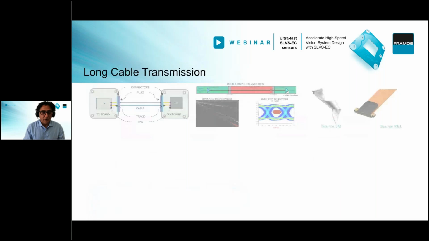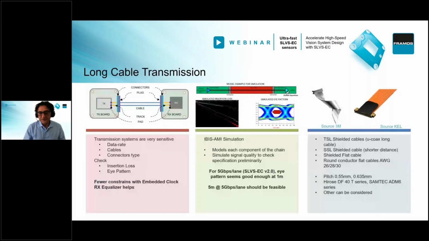And indeed, we talk about long cable transmission. This is typically something that sometimes is needed, sometimes not, but also because the distance between the image sensor and, say, the FPGA board, the receiving board, could be even some centimeters or maybe some meters. We need to care about all the components in the pipeline: connectors, plugs, cable. The environment matters. So the systems are very sensitive.